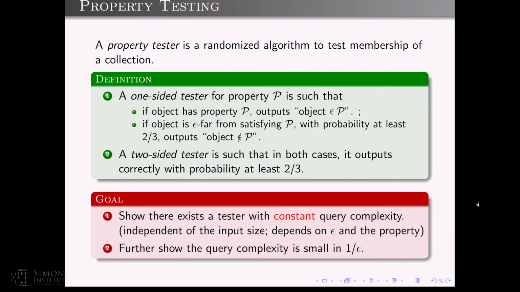And the goal is we want to know whether there exists a tester with constant query complexity. Here constant means it shouldn't depend on the input size, and it can only depend on epsilon and the property. We further want the constant query complexity to be small in 1/epsilon. So some polynomial in 1/epsilon would be great.